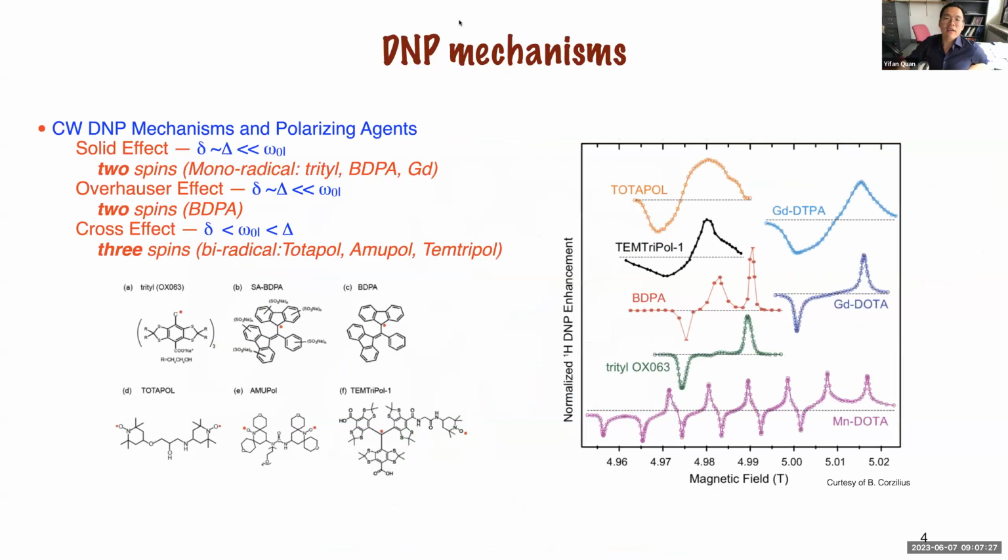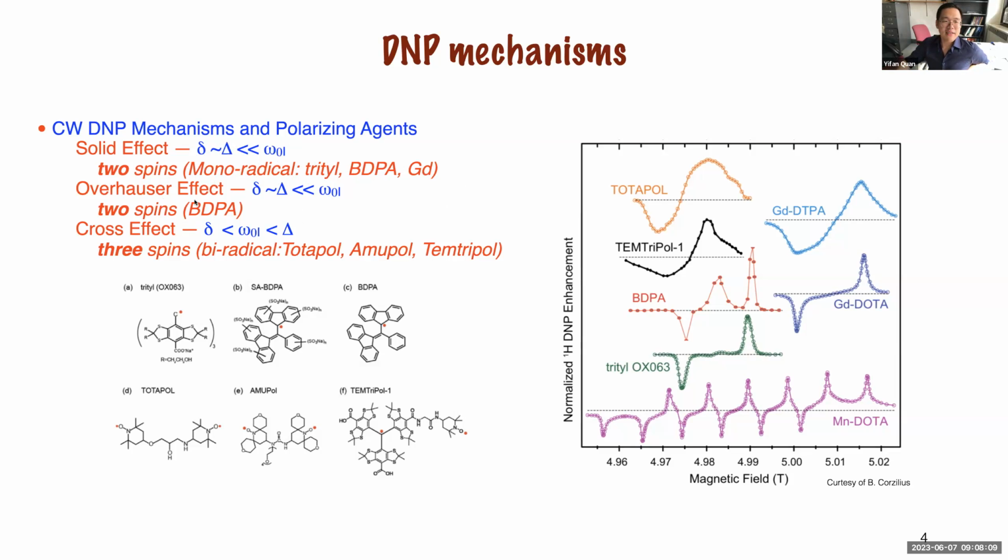So of course, there are a couple of different DNP mechanisms to polarize the nuclear spins. The first family is called the solid effect, which works for a simple electron coupled to one nuclear spin. It relies on the flip-flop between the electron and the nuclear spins, where you irradiate at the forbidden transition of the EPR, which would be a term familiar to the EPR community. For this, we typically use monoradicals, for example trityl and BDPA, and also transition metals like gadolinium and manganese.